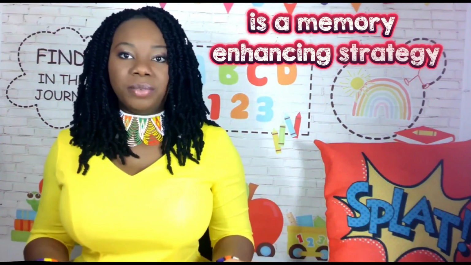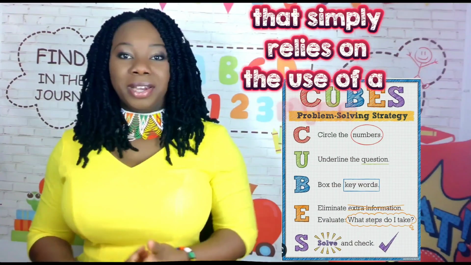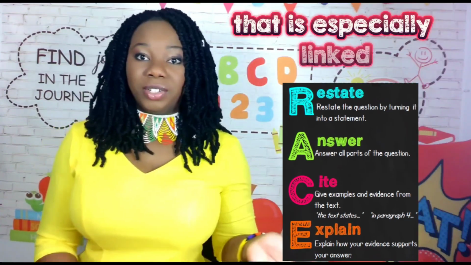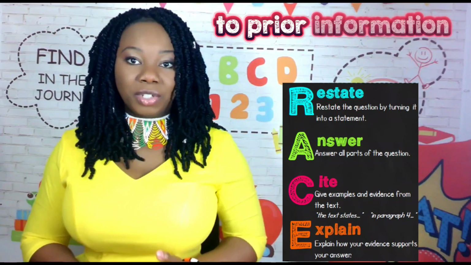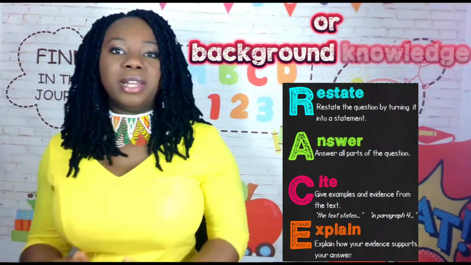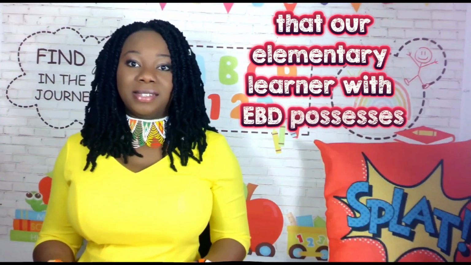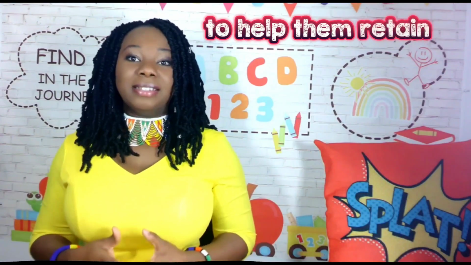Tip number 4, mnemonic instruction. Mnemonic instruction is a memory enhancing strategy or memory boosting tool that simply relies on the use of a rhyme, poem, or acronym that is especially linked to prior information or background knowledge that our elementary learner with EBD possesses to help them retain new concepts and information.